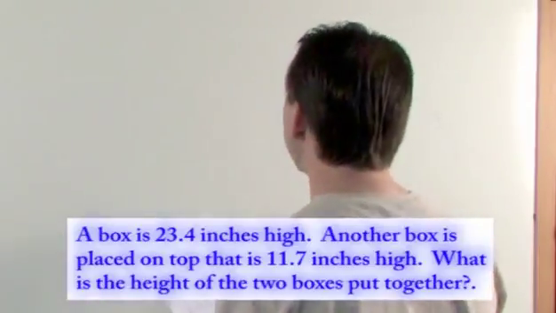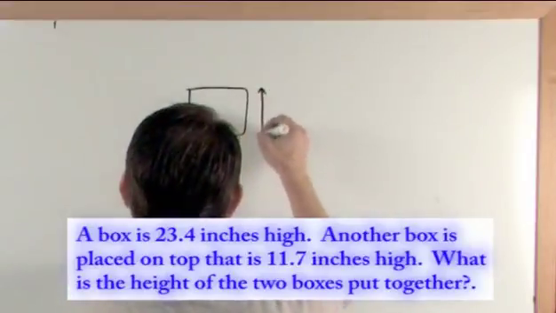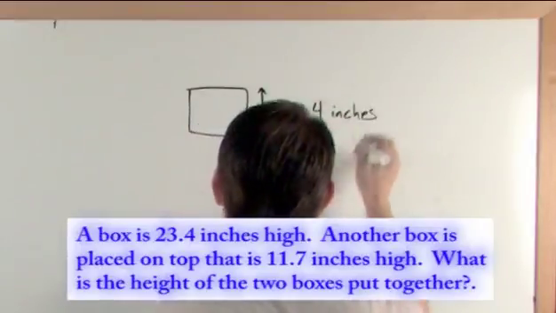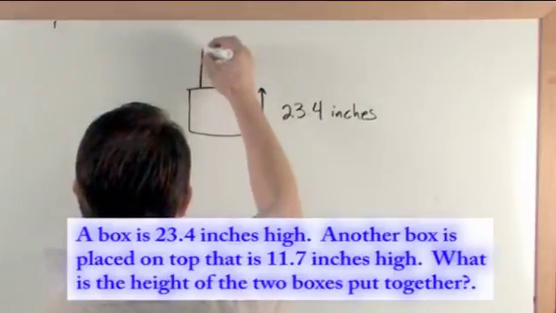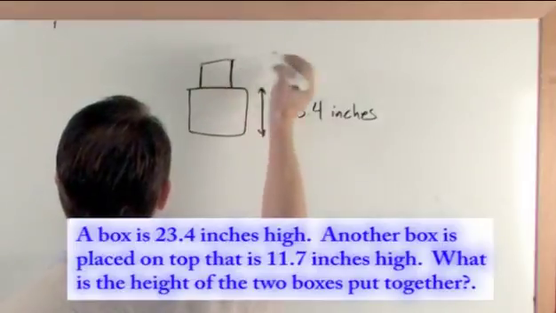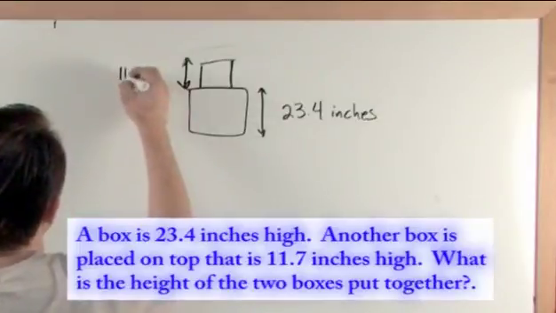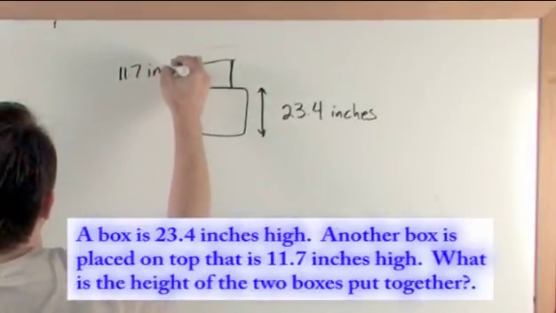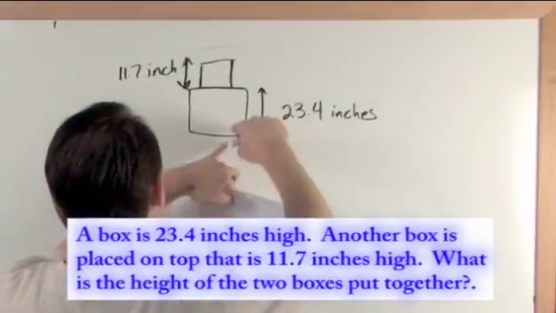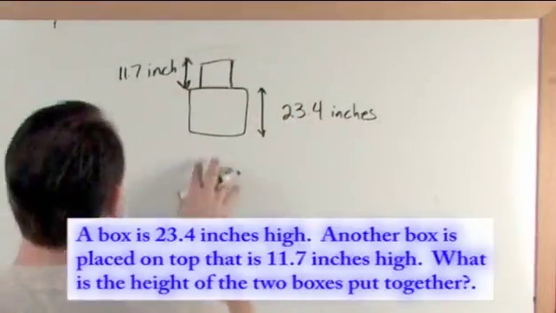So if you wanted to draw a picture, you would say, okay, here's a box. This box is 23.4 inches high, okay? And you have another box on top, and this box is shorter, so let me make it shorter. And this box, which is just that height right there, is 11.7 inches high. Okay, this box is 11.7 inches high, and it says, what is the height of the two boxes put together? That means this box plus this box. So I must add these two numbers together in order to find the answer. So let's do that.